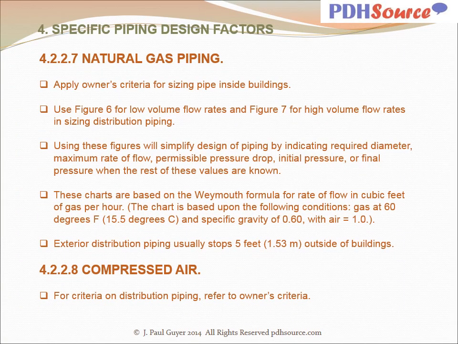With regard to natural gas piping, apply the owner's criteria for sizing pipe inside buildings. Use Figure 6 for low volume flow rates and Figure 7 for high volume flow rates in sizing distribution piping. Using these figures will simplify design of piping by indicating required diameter, maximum rate of flow, permissible pressure drop, initial pressure, or final pressure when the rest of these values are known. These charts are based on the Weymouth formula for rate of flow in cubic feet of gas per hour. The chart is based upon the following conditions: gas at 60 degrees Fahrenheit and specific gravity of 0.6, where air is 1.0. Exterior distribution piping usually stops 5 feet outside of buildings.